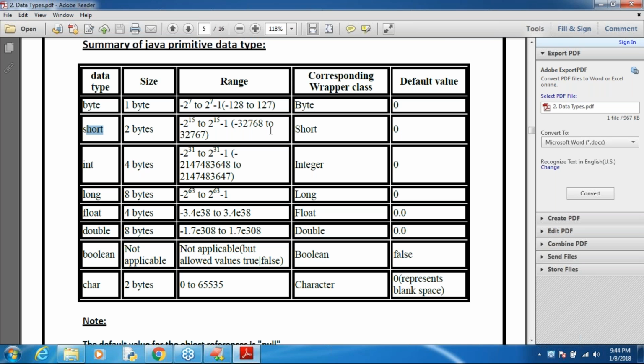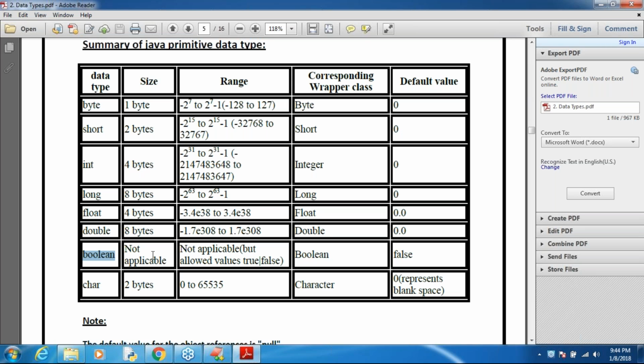Next, short type, what is the range? -32,768 to 32,767, and the corresponding wrapper class is Short. Default 0. Next, int type, long type, float, double, boolean, char. Up to this, no explanation is required. For char, the range is 0 to 65,535. The corresponding wrapper class is the Character class.